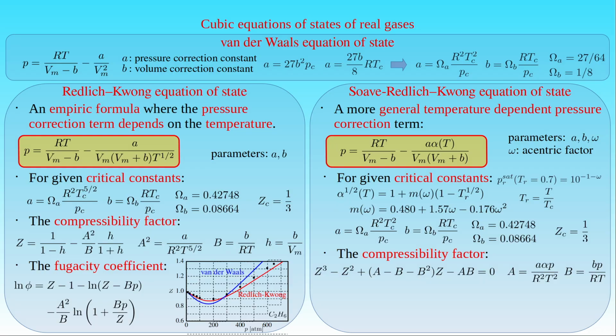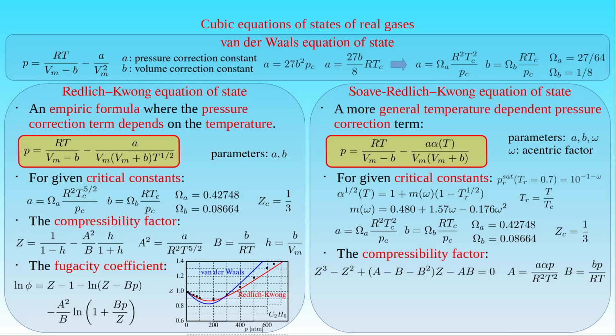In the general case, this equation has three distinct roots where the maximum of the roots gives a compressibility factor of the substance in the vapor phase and the minimum corresponds to a value of Z in the liquid phase of the substance. The same cubic equation of Z can also be given for the Redlich-Kwong equation of state, but the definitions of A and B are different.